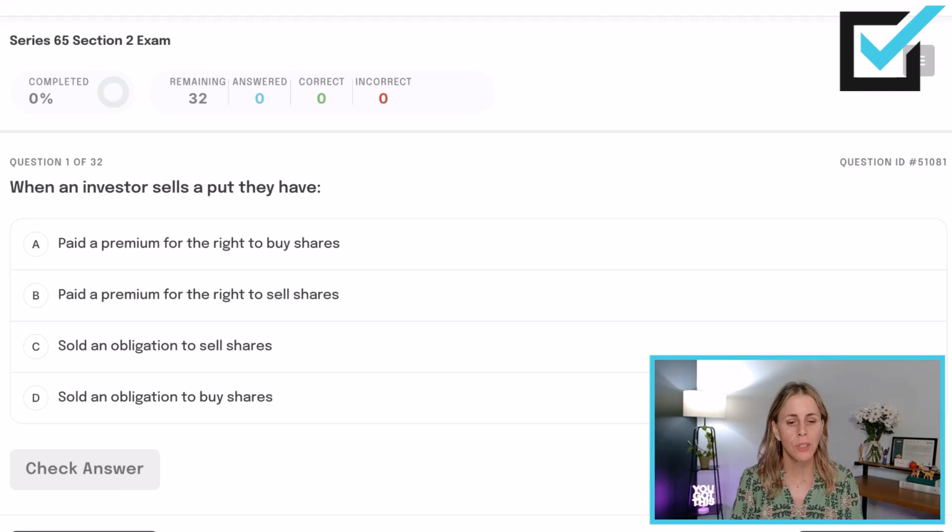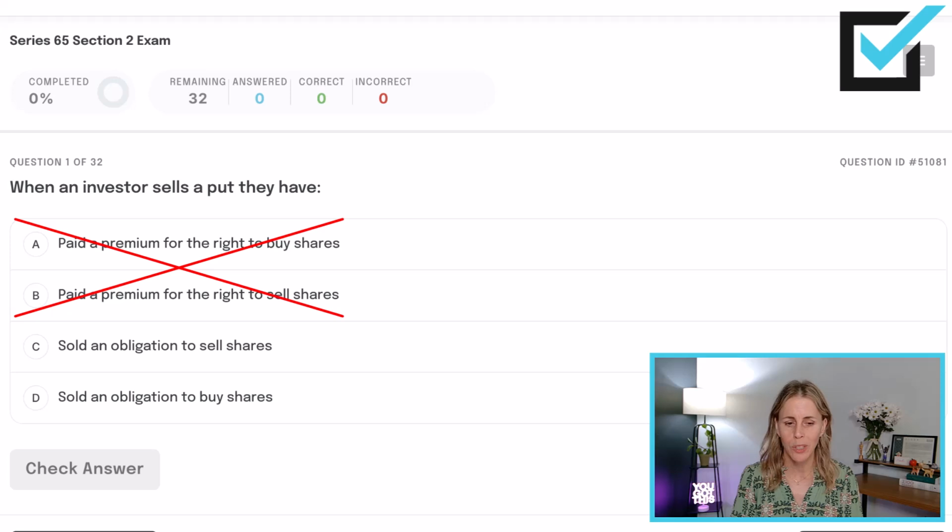When an investor sells a put, they have paid a premium for the right to buy shares, paid a premium for the right to sell shares, sold an obligation to sell shares, sold an obligation to buy shares. So for every option contract, there are two parties, a buyer and a seller. The buyer always pays a premium. The seller always receives a premium.